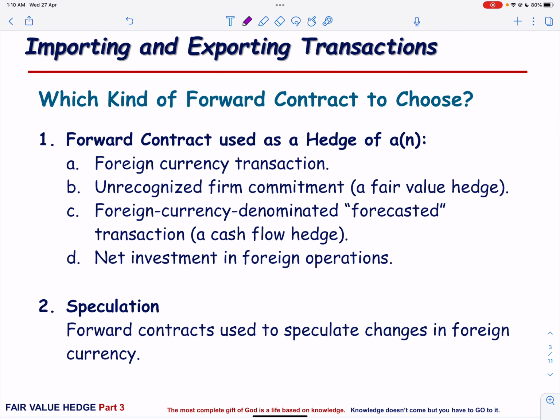In the previous video, we talked about the kinds of forward contract. We also solved an illustration and a problem on foreign currency transaction. In this video, we will look at fair value hedge, which is hedging an unrecognized foreign currency commitment.